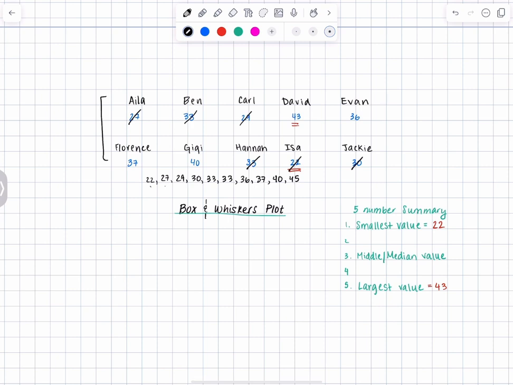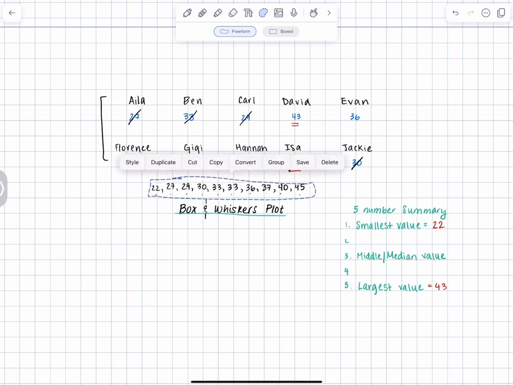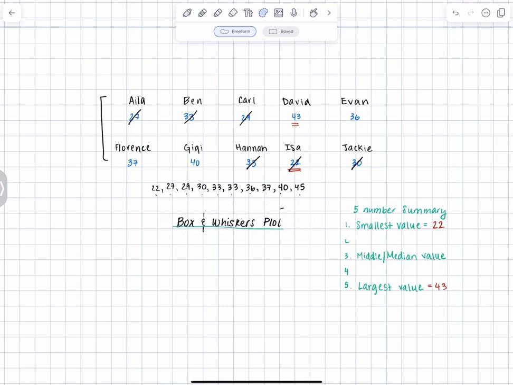So 1, 2, 3, 4, 5, 6, 7, 8, 9, 10. Great. We have all of our values. So let me just move this a little down. Okay. To find the middle value, we take the total number of values, so that's 10, and we divide that by 2. So 10 divided by 2 is 5. And we count 5 from both sides.